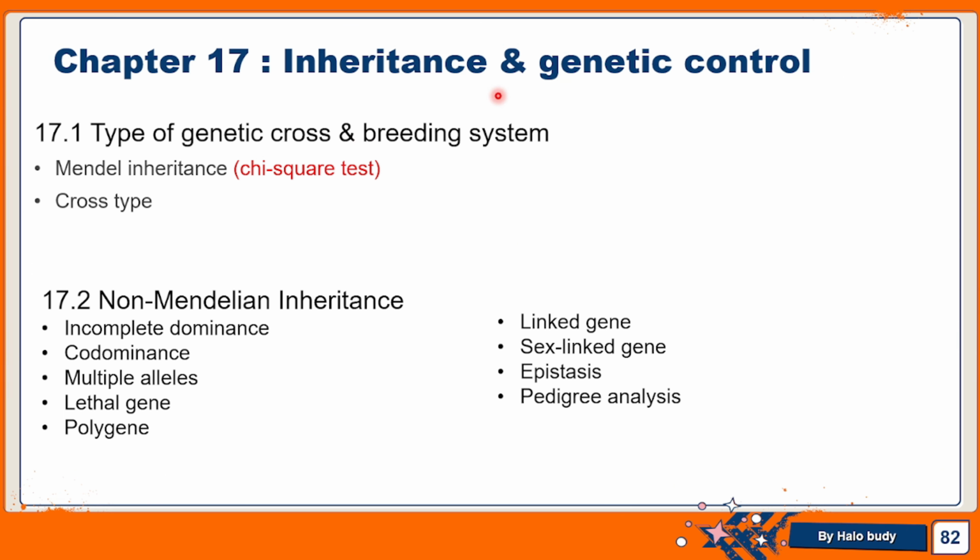Under the genetics theme, inheritance. I think you already learned inheritance in SPM, right? In SPM, you learn the most important one, Mendelian inheritance. What you learn in SPM, you just copy and paste to STPM. Same, but then you need to prove the ratio of Mendelian inheritance using the chi-square test.